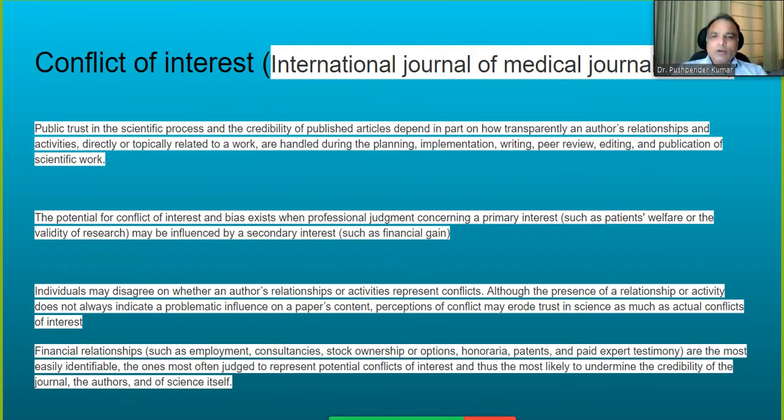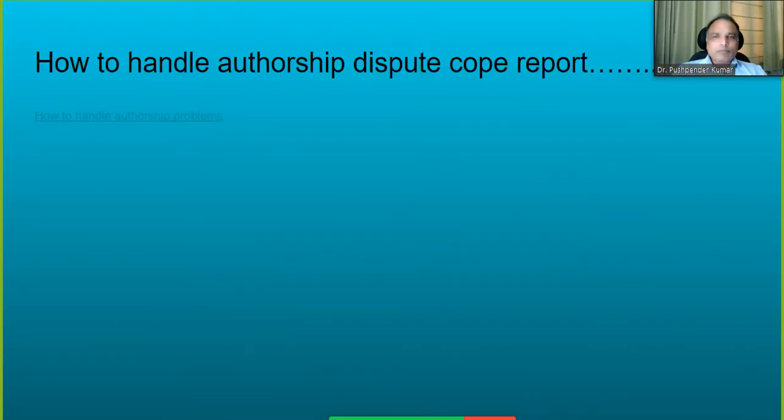So now you can see we have discussed conflict of interest in detail. And now a very, very important thing: how to handle authorship disputes. Suppose you have some dispute with your co-author or your supervisor. You remember in the last session we discussed the COPE organization, which gave clear-cut information. They have given clear-cut information on how to handle authorship problems. So let me see if I can run this.